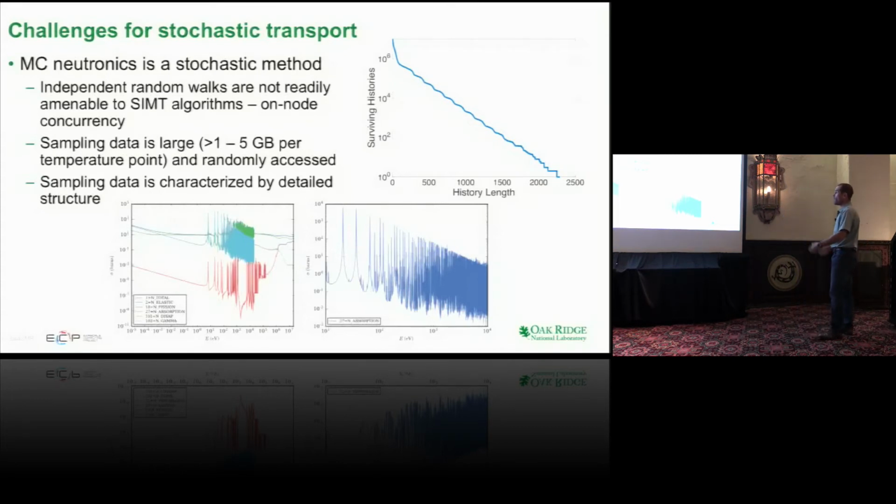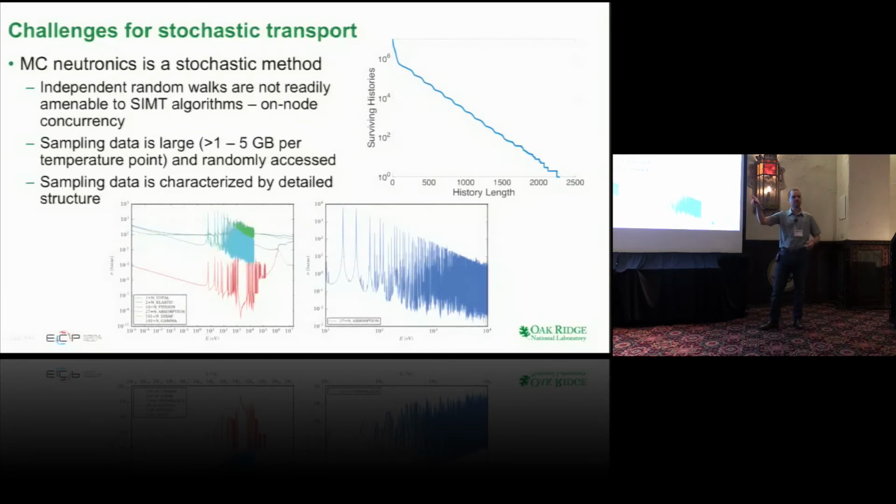Well, first of all, obviously this is a stochastic method. That means all these independent random walks are not really amenable to SIMT type algorithms, right? Because everything by definition is doing something else that's based on a random distribution of variables. So achieving on-node concurrency is difficult.